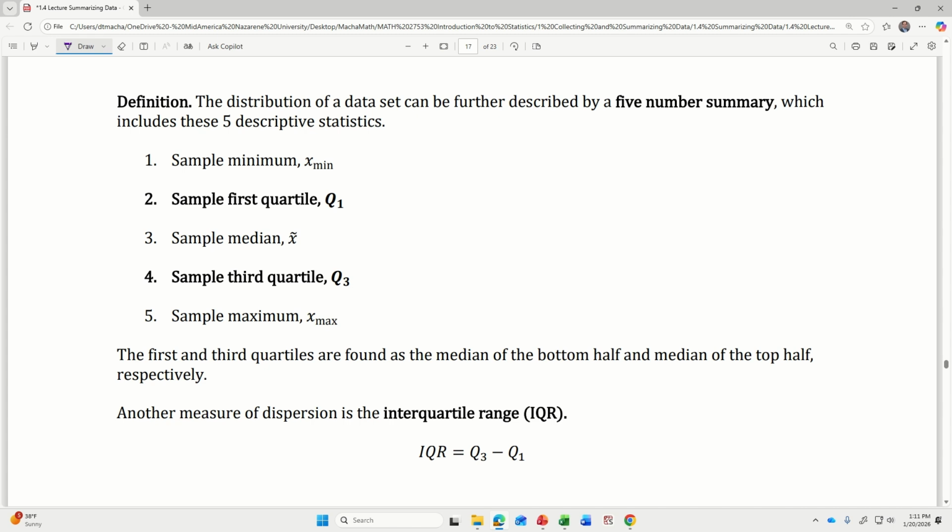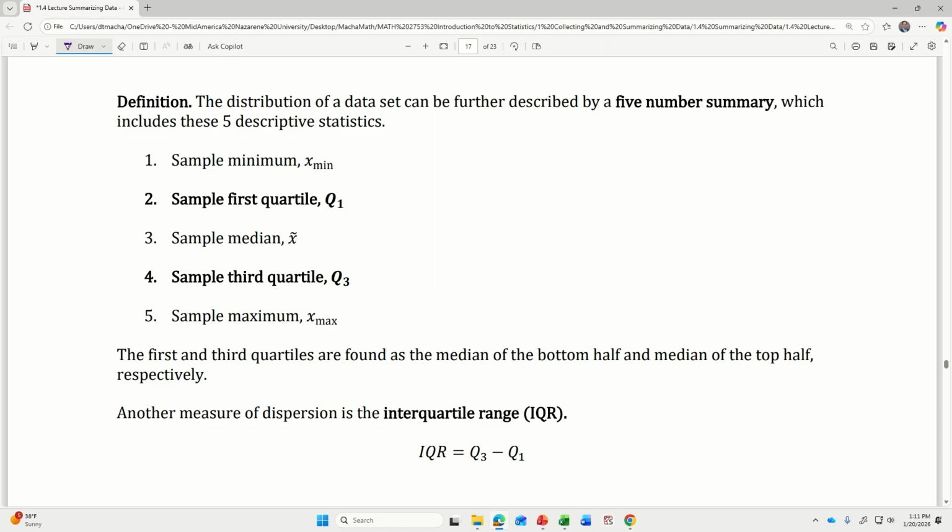To get those, you treat the first quartile as the median of the lower half of your data set when you put it in order. And you treat the third quartile as the median of the upper half of the data set when it's ordered from least to greatest.